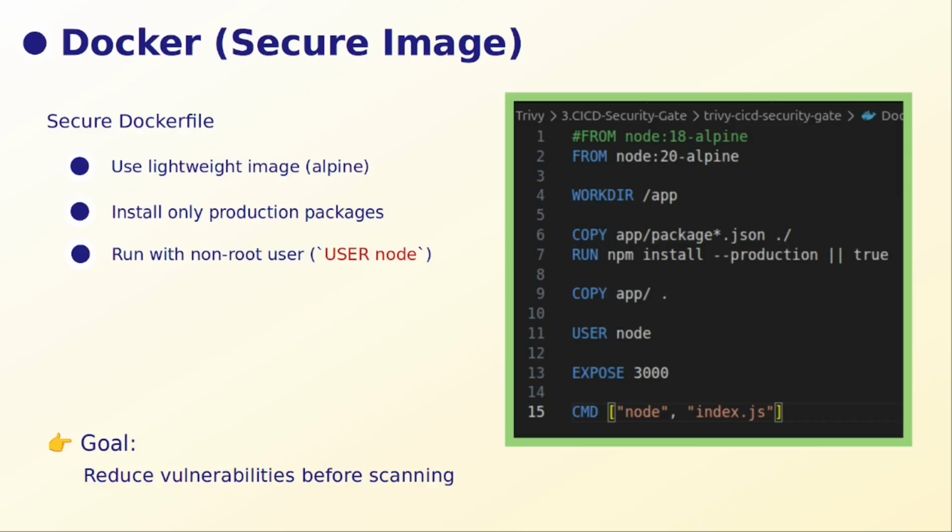Second, we should install only production dependencies. In development, we may use many tools like testing libraries or debugging packages, but in production, these are not needed. By installing only production packages, we make the image smaller, faster, and more secure.